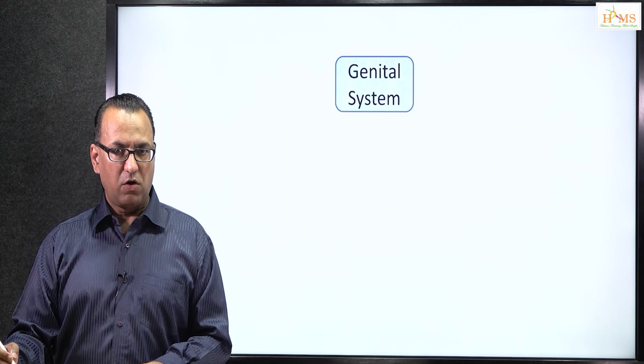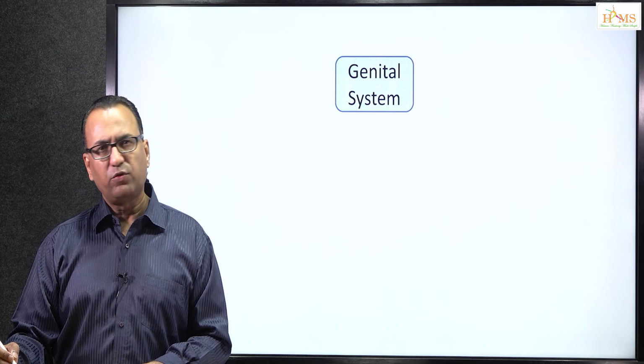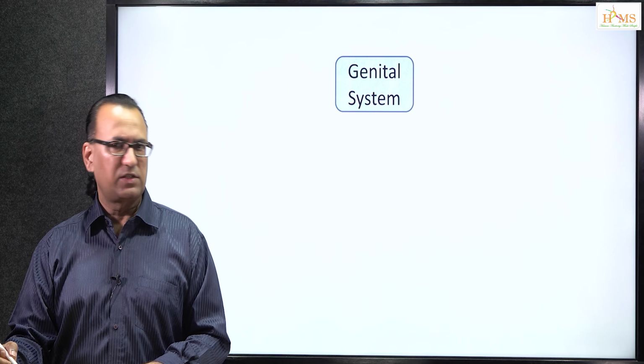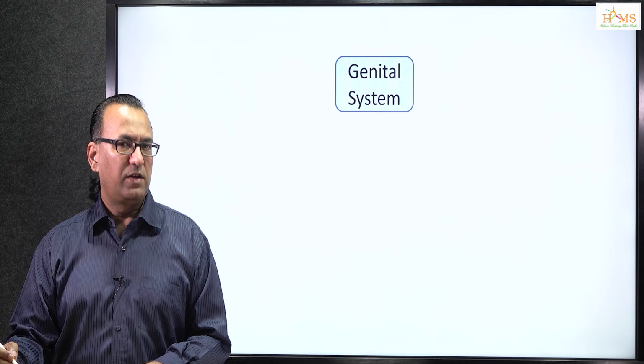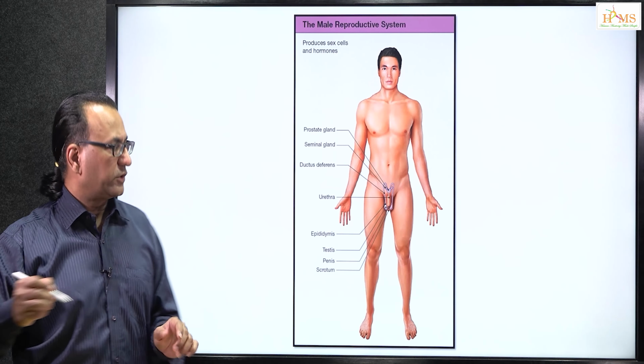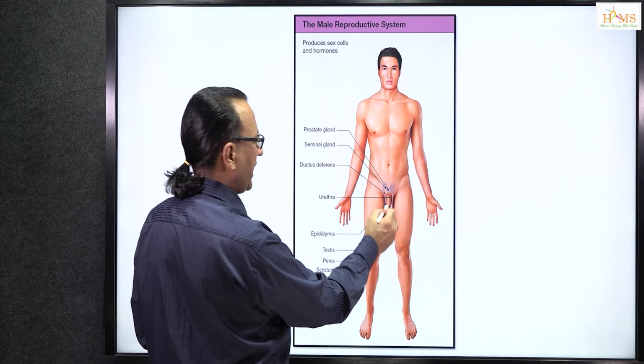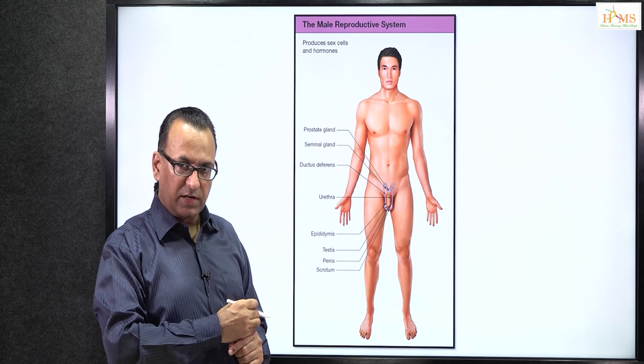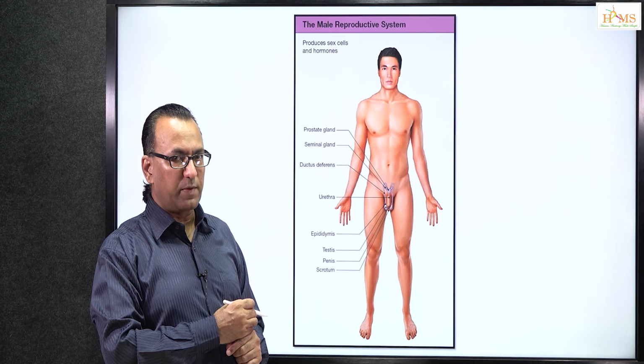The genital or reproductive system. We have to talk about both the male and female genital system. First, we'll be starting with the male description, where we'll be focusing upon the details of the seminiferous tubules in the testes, the location where we have the formation of sperms, the spermatogenesis.